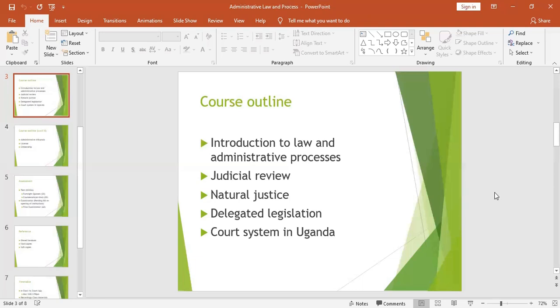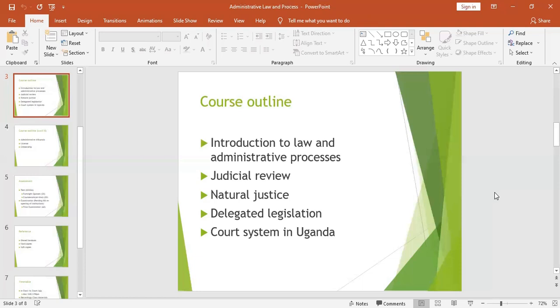Let me repeat the definition. Law can be referred to as binding rules and regulations made by a recognized authority to regulate people's relationship in a given society or community. What does this definition mean?